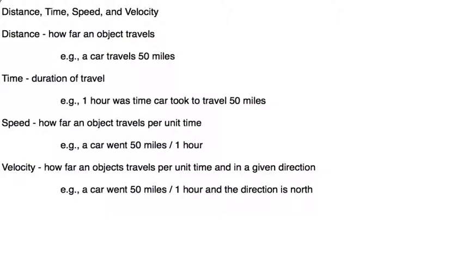So for example, if I said the car went 50 miles per hour in the southwest direction, well, that's a velocity because I gave the speed and the direction. If I only gave the speed, 50 miles per hour, then that's just speed. It's not velocity. Velocity adds a direction to the speed.